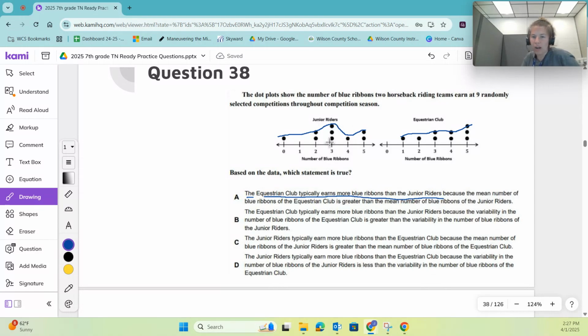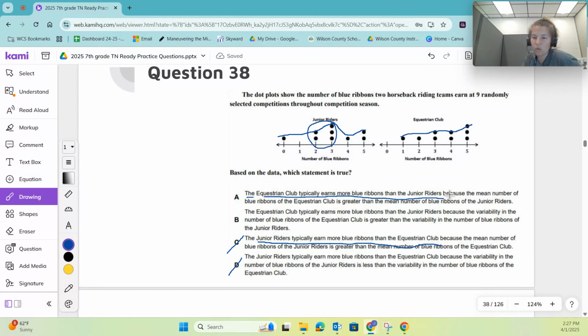And for the junior riders, we see most of theirs earning 2 to 3 ribbons. See that? We've got a couple here in the 3 or 4, 5 range, but we've got one who hasn't earned any. So you can see that the equestrian club typically earns more blue ribbons than the junior riders. So that's going to make A or B a possible answer because C says junior riders earn more blue ribbons than equestrian club, and D also says that same thing. So that is going to eliminate C and D as possible answers.